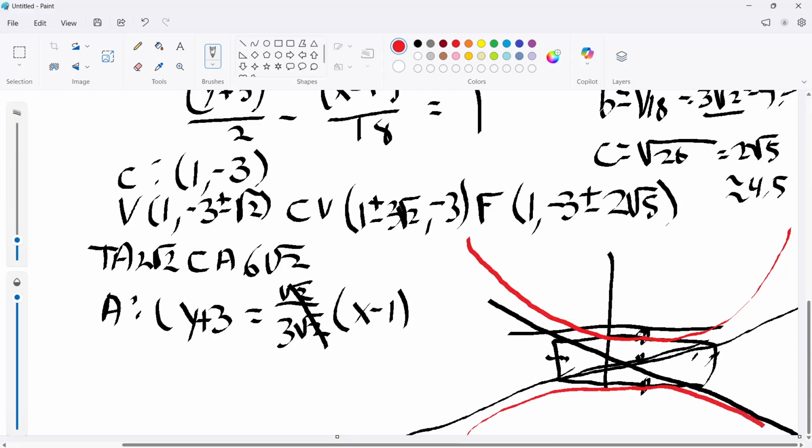This one is forever. And then they might want you to put in the foci, 1, -3 plus or minus 2 square root of 5. So -3 minus 4.5 is -7.5 way down here. And plus 4.5 is plus 1.5 way up there. So there's the foci, and there's my hyperbola.